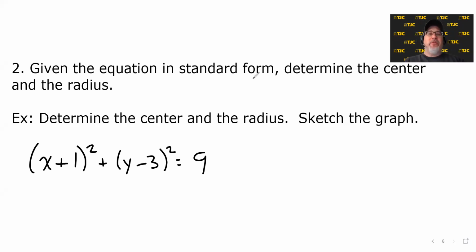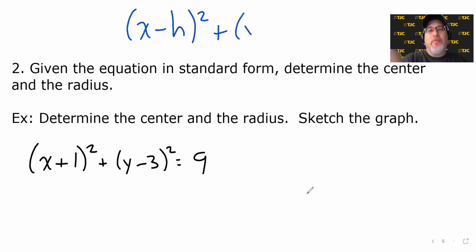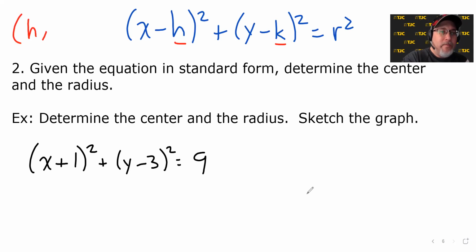So how do we pull out the center and the radius? Well, recall once again that our equation in standard form is (x − h)² + (y − k)² = r², but the numbers being subtracted, h and k, make up the center. And of course, the number being squared makes up the radius.